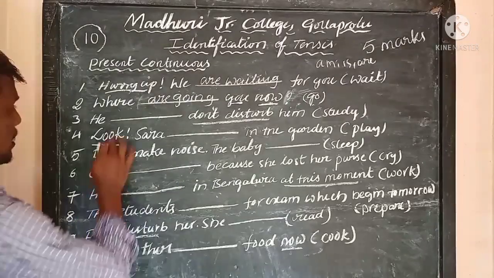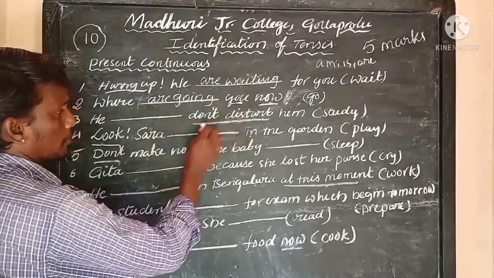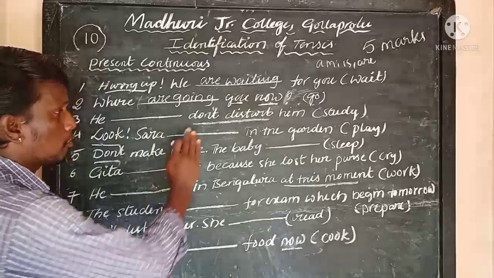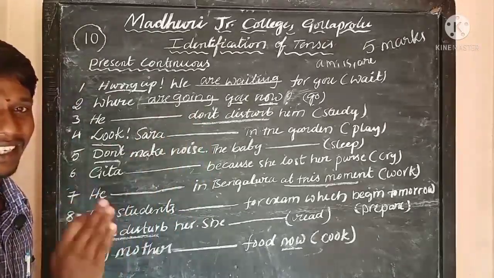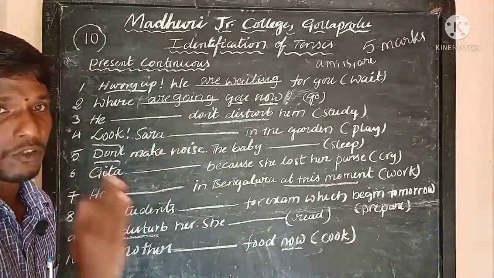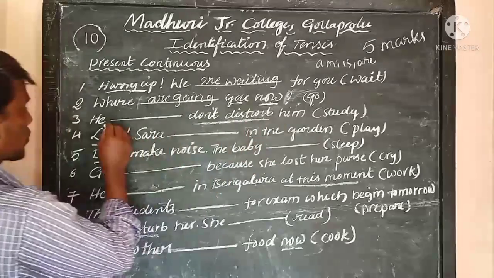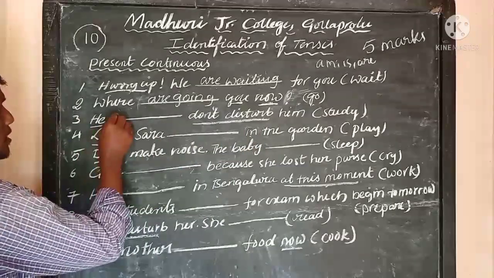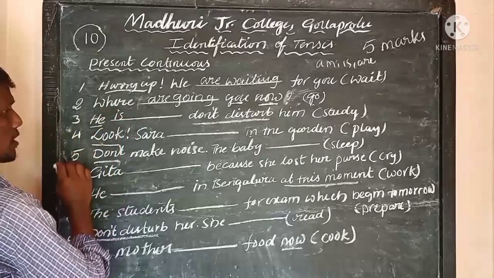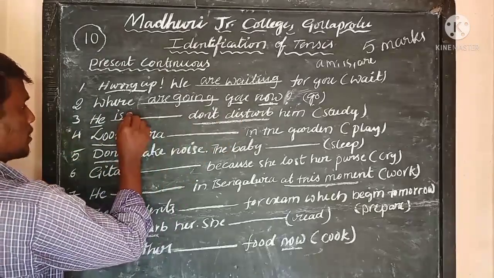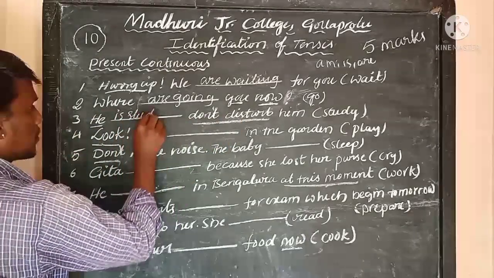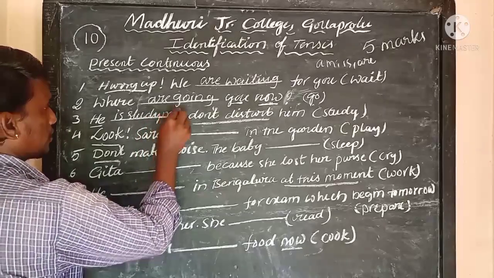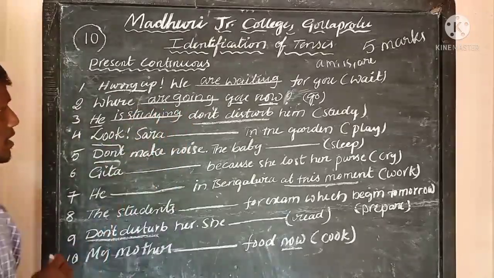Now coming to the he dash. Don't disturb him. So dear students, when you find don't disturb, there you should consider it as an action at the time that is going on. Here study is given. What is the right be form for he? The right be form for he is is. What is the verb here? Study. You should write study plus ing form, studying. That's it. Don't disturb him, he is studying.